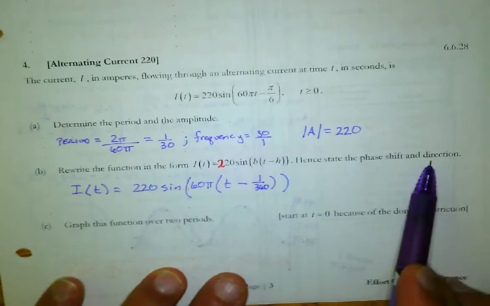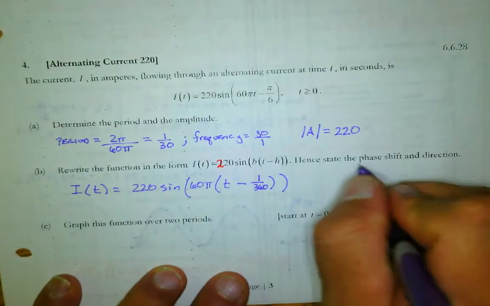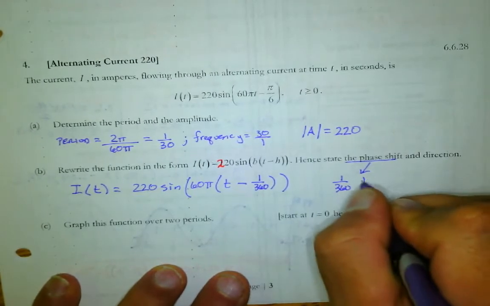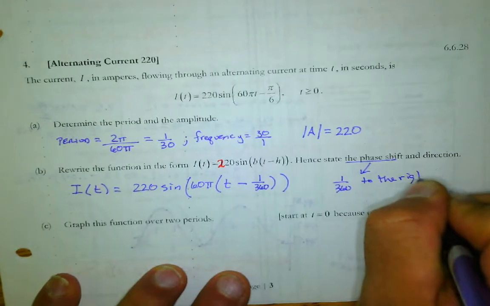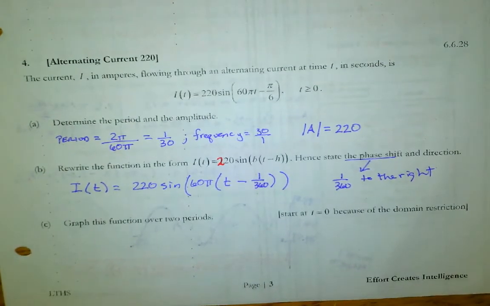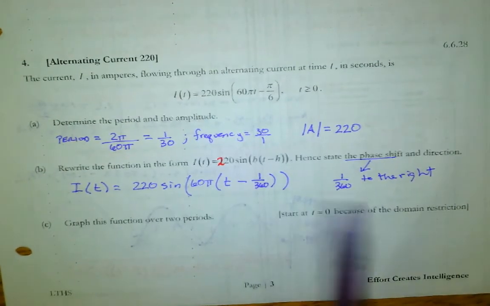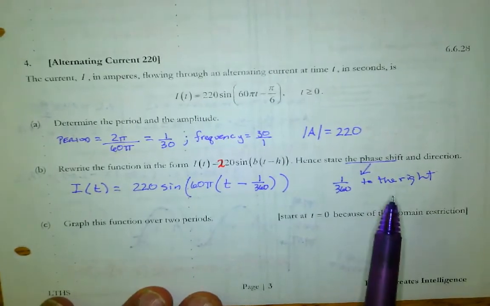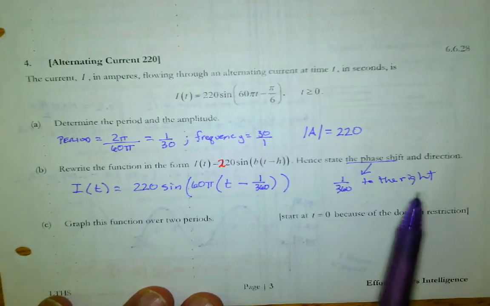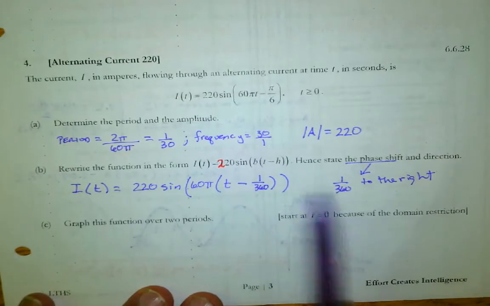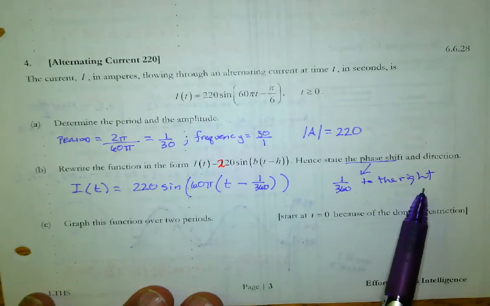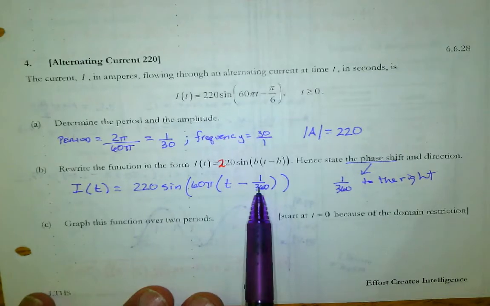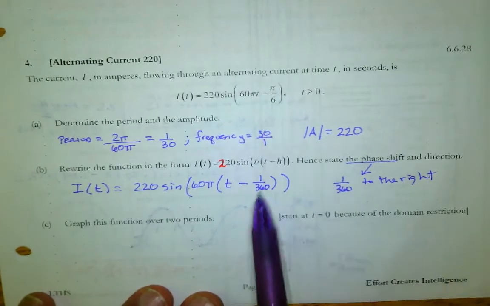Hence, state the phase shift and direction. My phase shift, therefore, is 1 over 360 to the right. If we are assuming a left-right orientation here, we could say in the positive independent variable direction, but really we're just going to be working left-right right now, so we'll say 1 over 360 to the right. And hopefully that makes sense, because 60 divided by 360 is 1/6, and that's where the pi over 6 comes from.